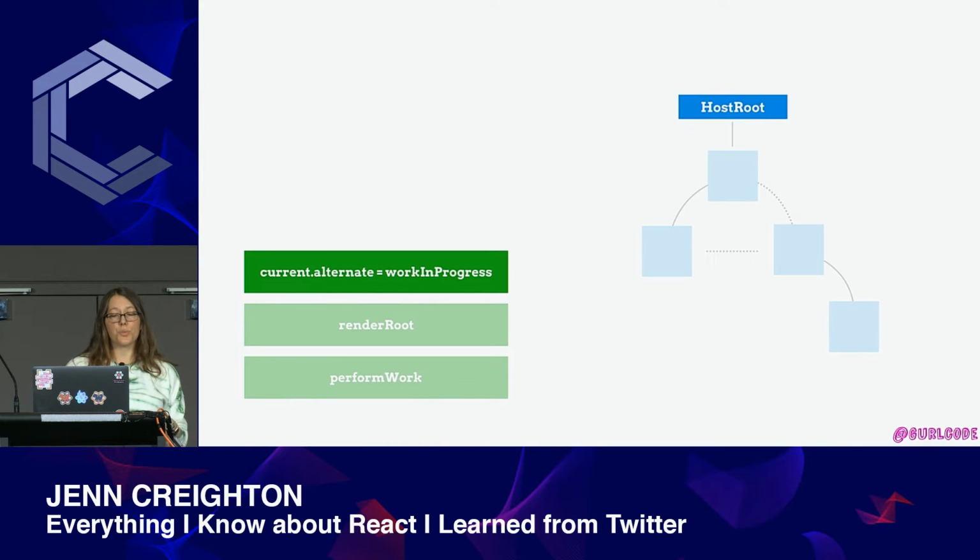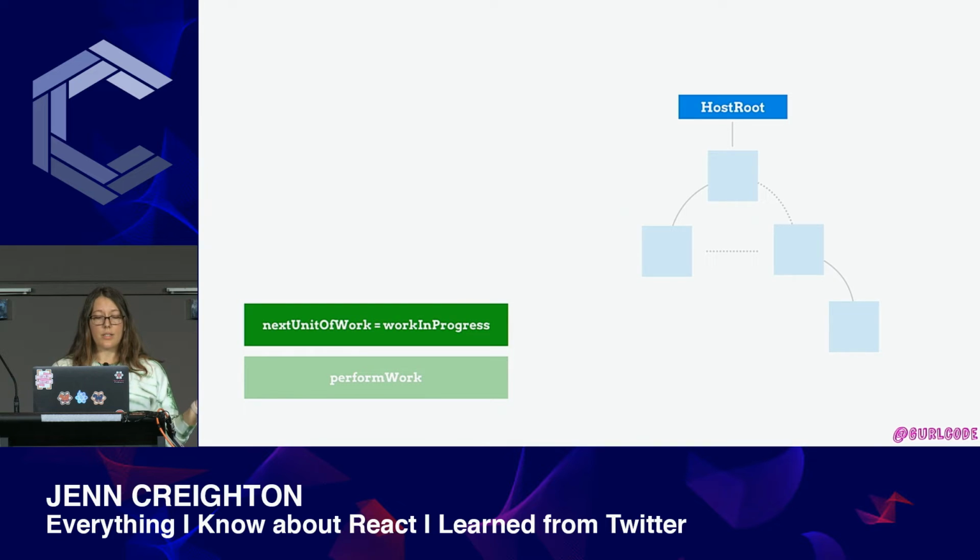So now the host root has a current and an alternate, and the alternate is going to become our work in progress. As we create the rest of the fibers in our tree, remember that they're currently not going to have an alternate. They're just going to be coming from this current alternate. So work in progress is now done. And now work in progress actually gets assigned as our next unit of work.